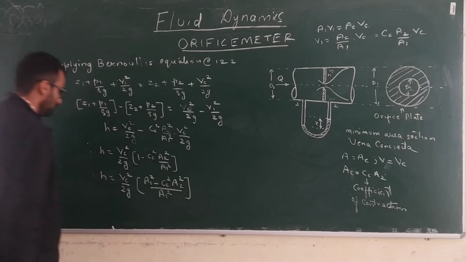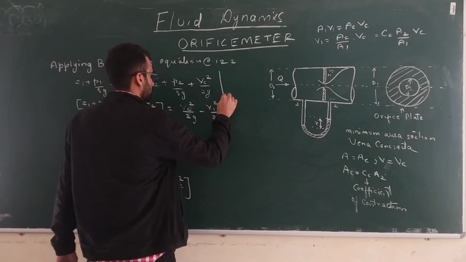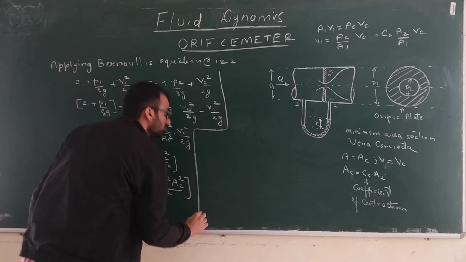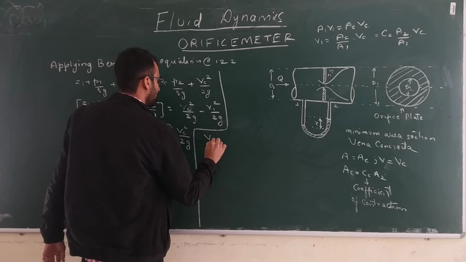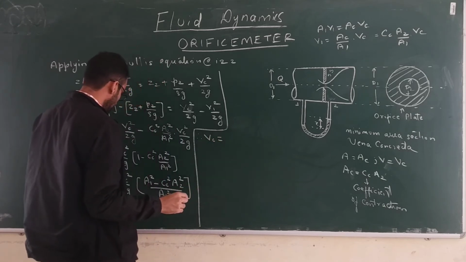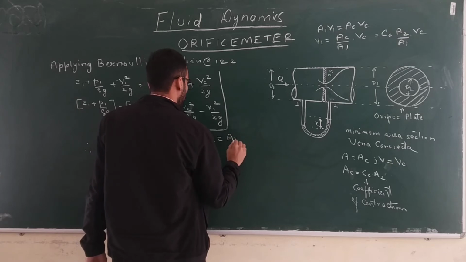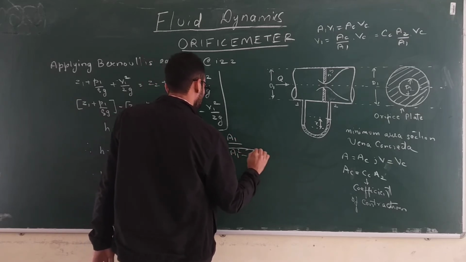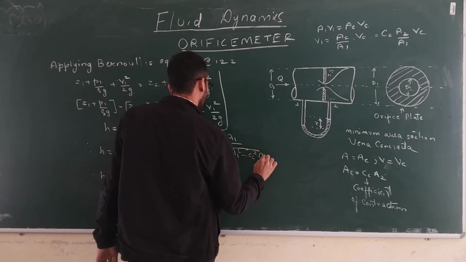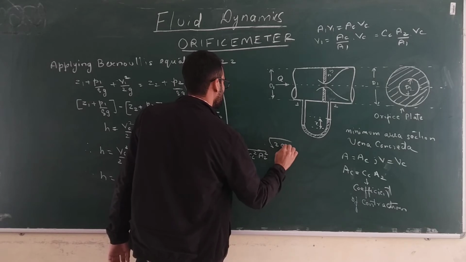Now let's calculate the value of Vc from here. Therefore we have Vc equal to A1 upon under root of A1 square minus CC square into A2 square, into under root of 2gh.